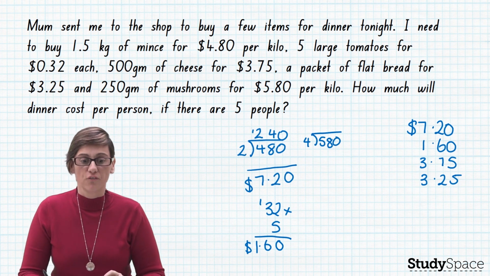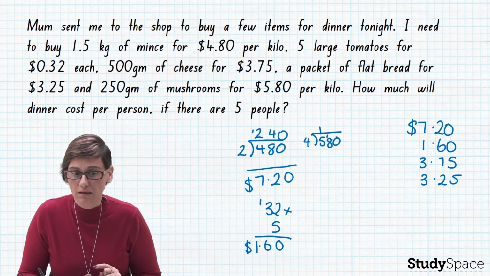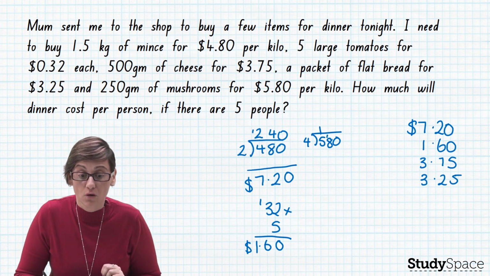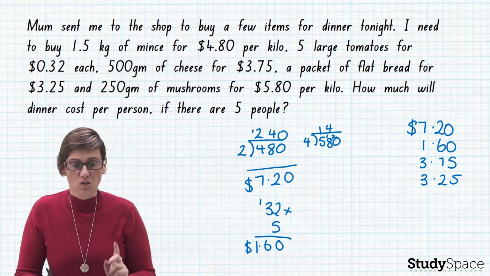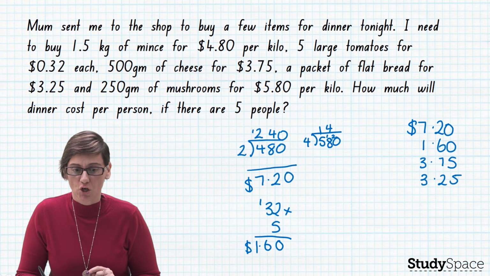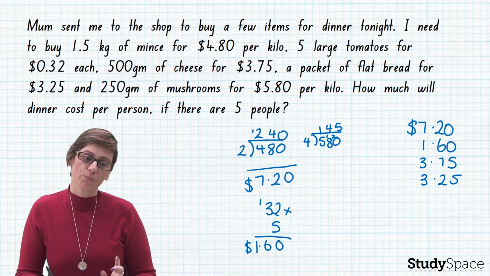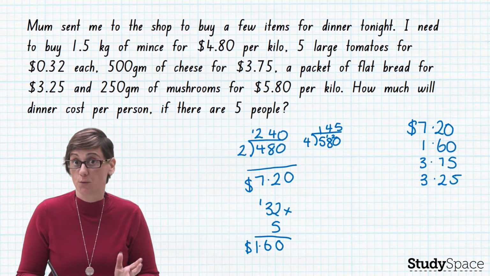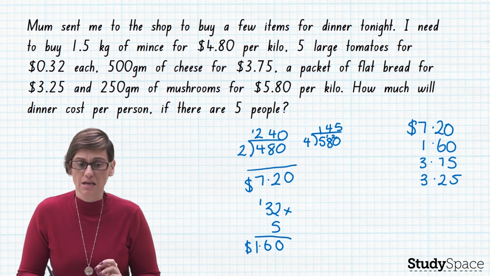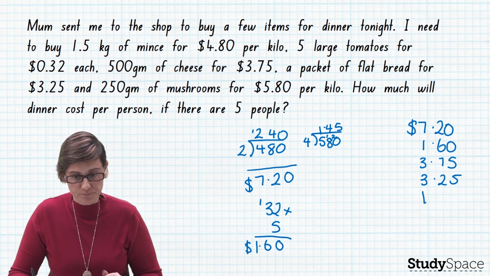580. So 4 into 5 goes once, and I've got 1 left over. 4 into 18 goes 4, but I have 2 left over. So I'll write the 2 there. So 4 into 20 goes 5. Right, so my quarter of a kilo of mushrooms, or my 250 grams of mushrooms, is going to cost me $1.45. So let's add that to our calculation. $1.45.